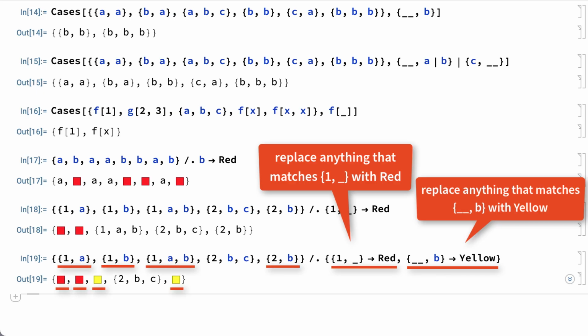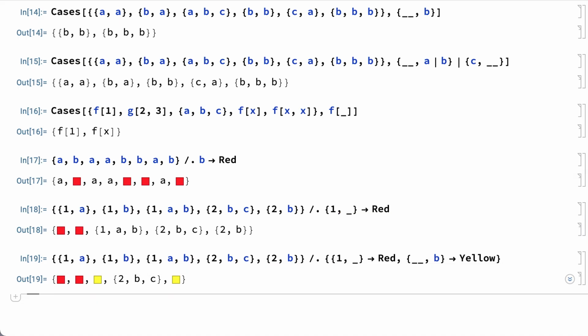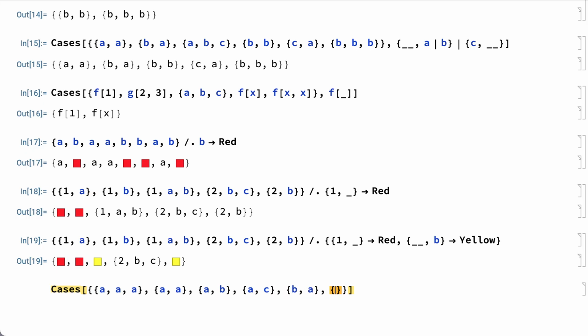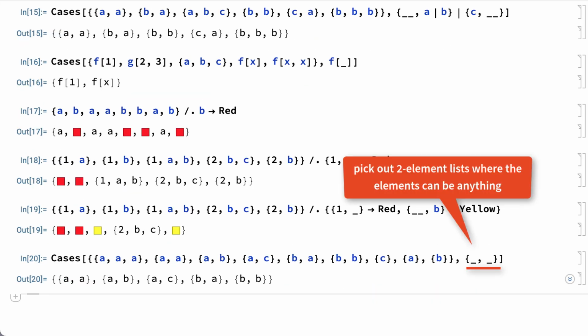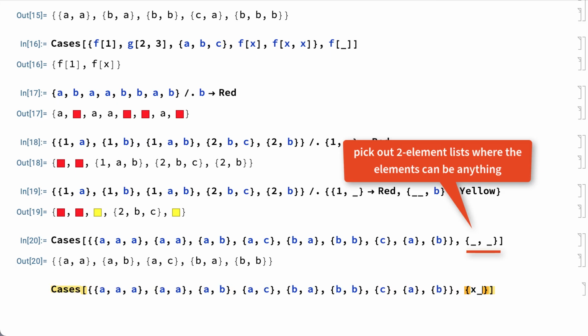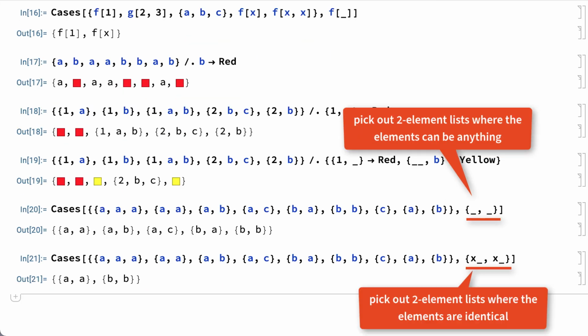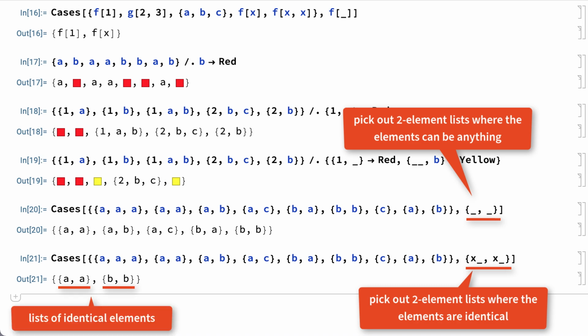Often when making replacements, it is helpful to give names to pieces of the thing that matches a pattern. For example, consider making up a pattern to pick out lists of identical elements. This uses cases to pick out two-element lists where the elements can be anything, and this uses cases and a pattern with X before the blank rather than blank by itself, and that only picks out two-element lists where the elements are identical.